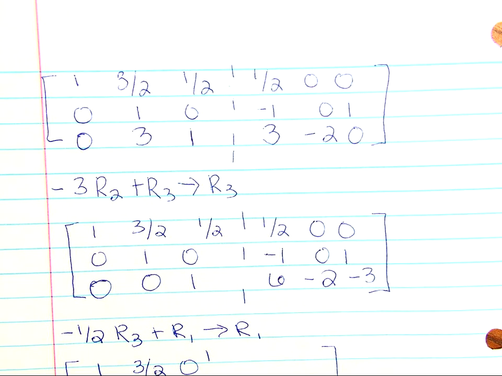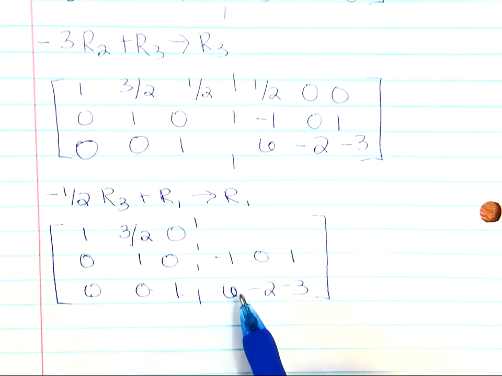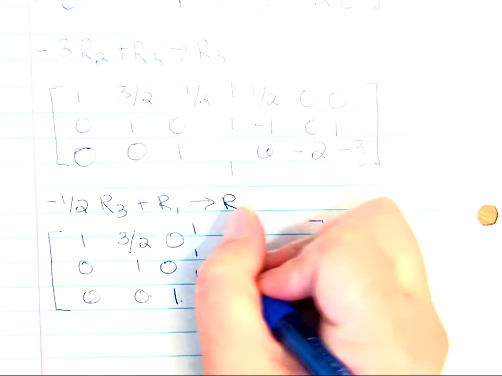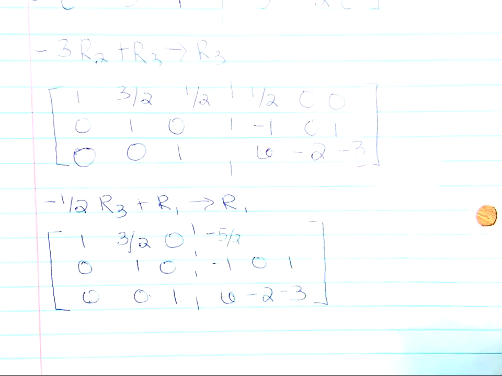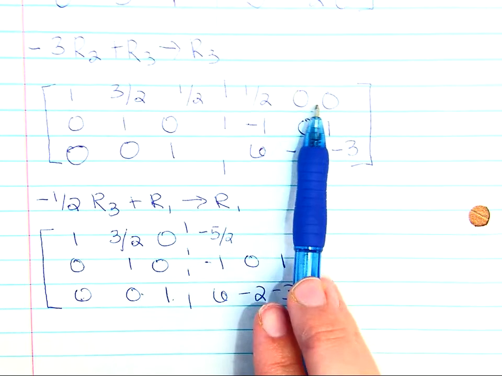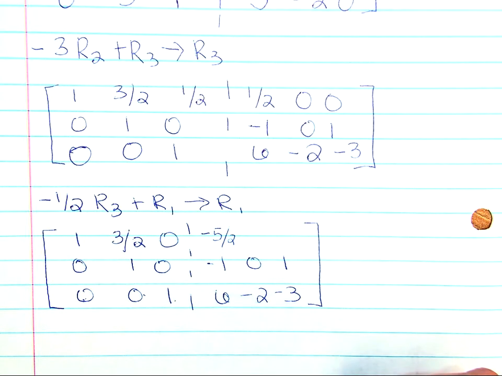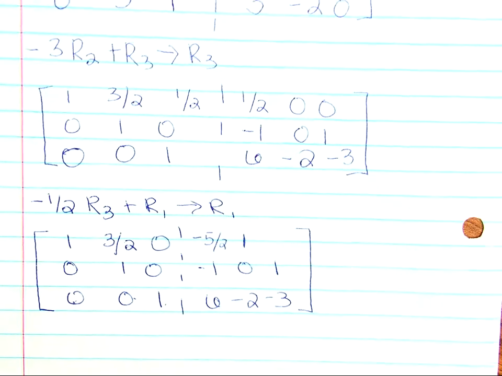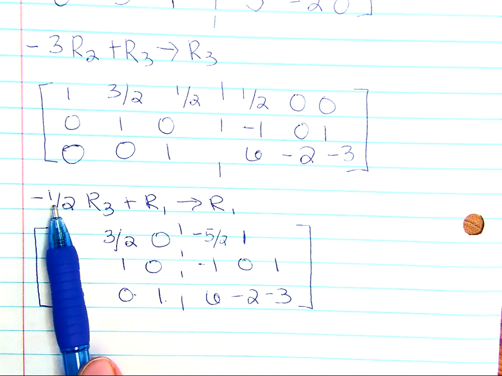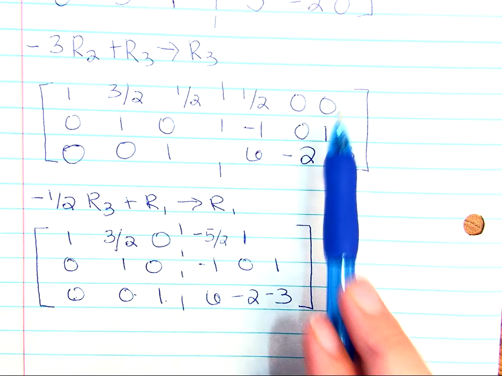Now, negative 1/2, sorry guys, can't see. Negative 1/2 times 6 is negative 3 plus 1/2 is going to be negative 5/2. Remember, I told you to write them as fractions. Negative 2 times the negative 1/2 is 1, plus 0 is 1. Okay? Then negative 3 times the negative 1/2 is positive 3/2 plus 0. That's going to be 3/2.